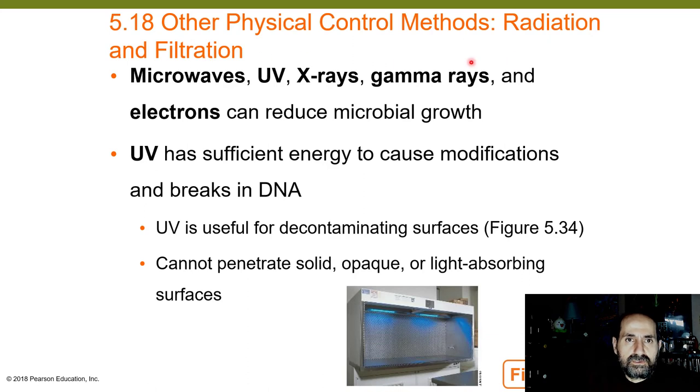All right, other physical control methods: radiation and filters. Let's talk about that. Microwaves, UV rays, X-rays, gamma rays, and electrons can all be used to limit microbial growth. UV has sufficient energy to cause modifications in DNA.